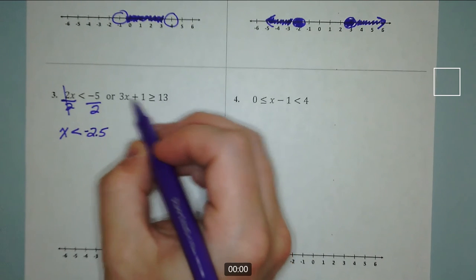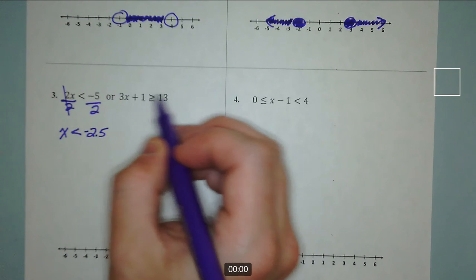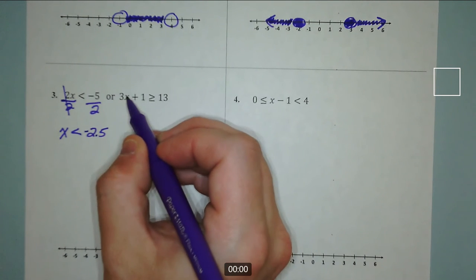All right, so Dakaya, this one over here, 3x plus 1 is greater than or equal to 13. What's the first thing we do to both sides to get x all by itself?